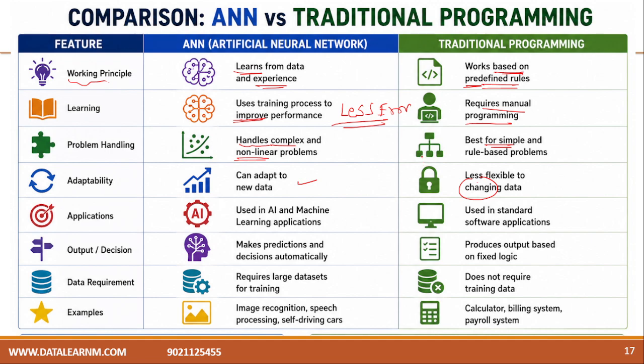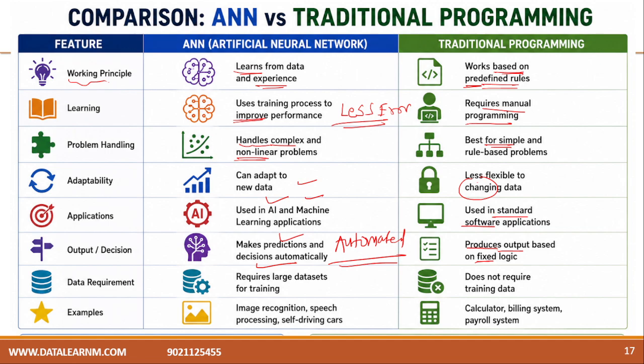So traditional programming faces some challenges. ANN is used in all applications of AI and machine learning, and traditional programming is used in standard software applications. In ANN, the output or decision is made based on predictions, so most of the processes are automated, whereas traditional programming produces the output based on fixed logic, whatever logic is there.